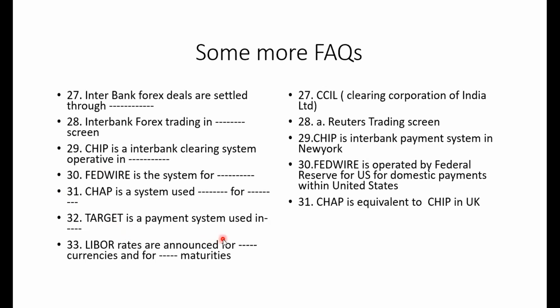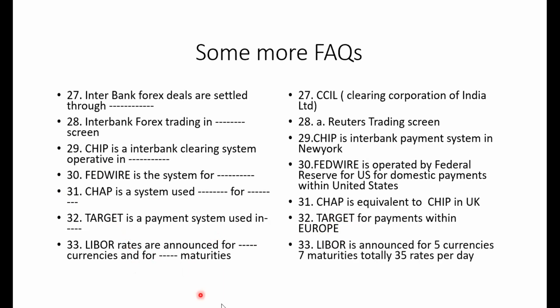And TARGET is a system used in Europe: Germany, France, Italy, Switzerland, Netherlands. Those interbank payments within Europe, that system is known as TARGET. And LIBOR rates are announced, but now instead of LIBOR there are other benchmarks. Still, the concept is they announce 5 currencies, 7 maturities, totally 35 rates. Now LIBOR equivalents have all come.